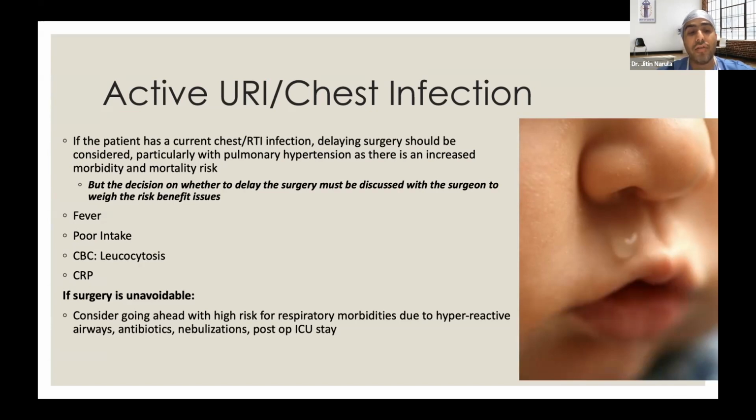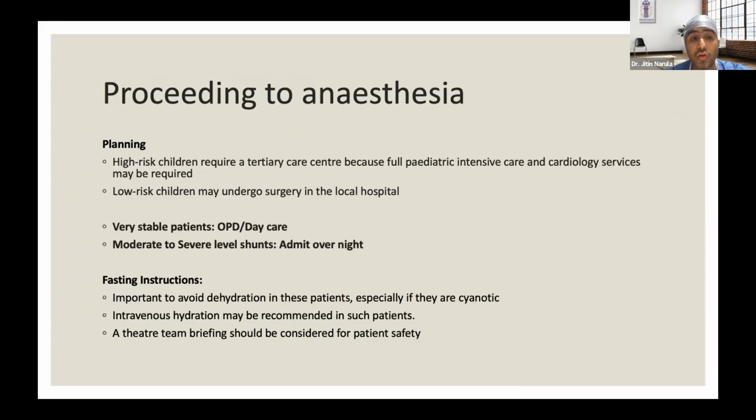And if the surgery is unavoidable, we must consider going ahead with high risk of respiratory morbidities due to hyperreactive airways, and with perioperative antibiotics, nebulization, and post-operative ICU stay to be considered. So proceeding to anesthesia, planning is very essential. High-risk children require a tertiary care center, because full pediatric intensive care and cardiology services may be required. Low-risk children can be managed at local hospitals.